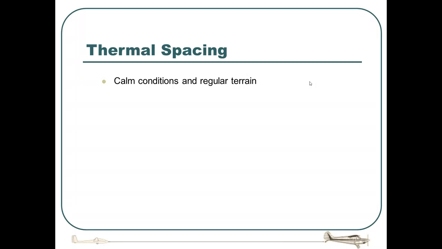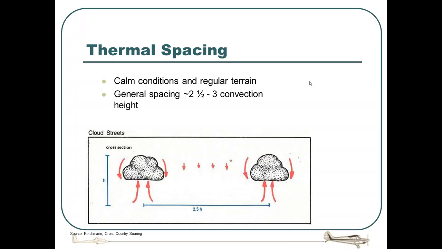Right, let's get to a few more interesting things about thermals, and we call them thermal spacing. So in calm conditions over regular terrain, you'll probably find the spacing between thermals is 2 to 3 times the convection height. Let's see what we understand by that. Convection height being the top of the thermal, so the top of the cloud that we see over there, H. So this could be 1,000 feet up to here and another 1,000 feet up to there, so it's 2,000 feet, or it could be 3,000 here and 6,000 to there.